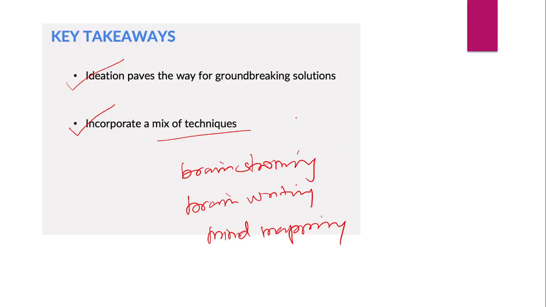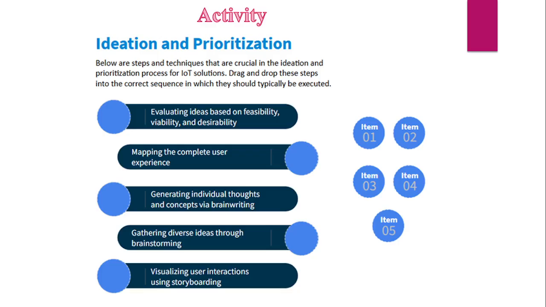So likewise, there are totally 6 techniques we are using to draft the ideas. Now this is an activity, ideation and prioritization. Below are the steps and techniques that are crucial in the ideation and prioritization process for the IoT solution. Drag and drop these numbers into the sequence in which they would typically be executed.